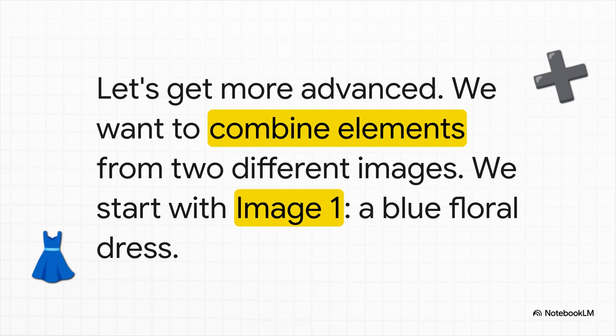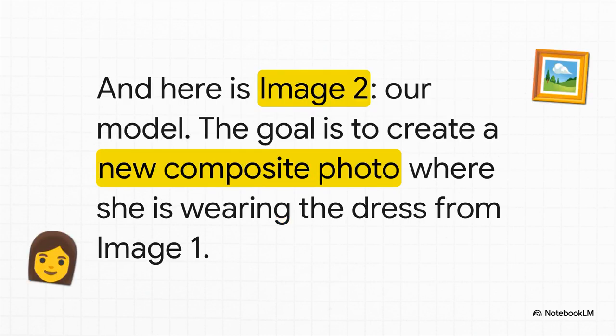All right, that was impressive. But what about something even crazier? Let's talk about advanced composition, where we take elements from completely separate images and mash them together. So for image number 1, we've got this, a product shot of a blue floral dress. And for image number 2, we have our model. Now, the goal here is to create a brand new photograph, a composite, where this woman is wearing that exact dress from the first photo.